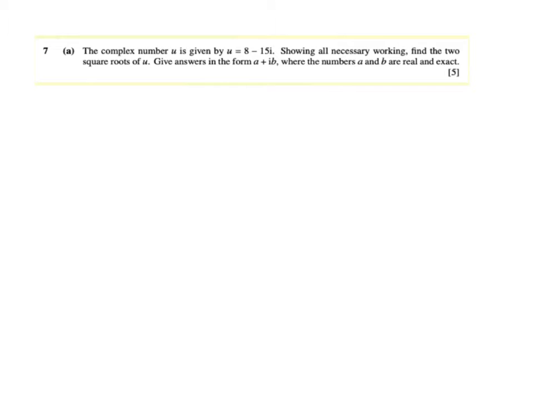Okay, we know in a quadratic equation, if we have the square root of a quadratic function, then you have two roots. I don't know what those two roots are, but I'm going to label each root as a plus bi. Because these two roots multiply, it will give you 8 minus 15i. So this is the first thing that you have to understand.